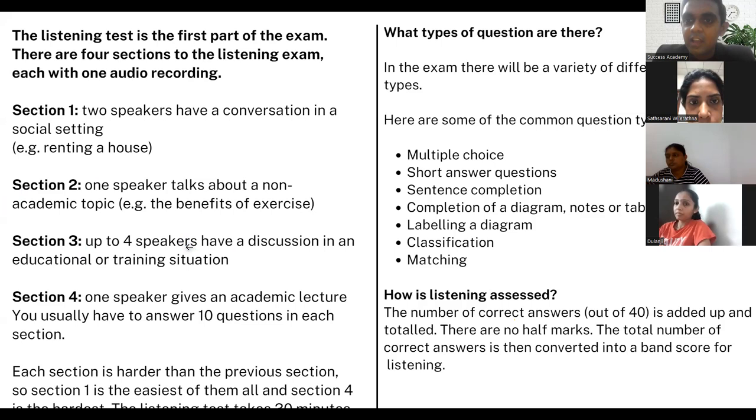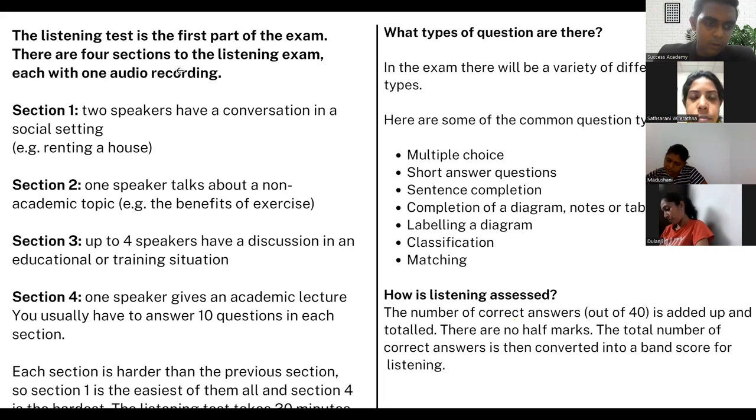This is an academic topic. This will be two people discussing their assignment. This might be three people having a panel discussion. This can be four people discussing some scientific topic. So it's always going to be an academic topic, and there is always going to be more than one person, no more than four people. So two, three, or four.